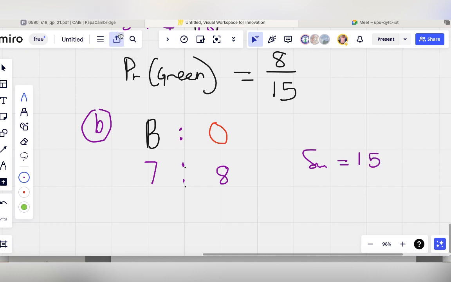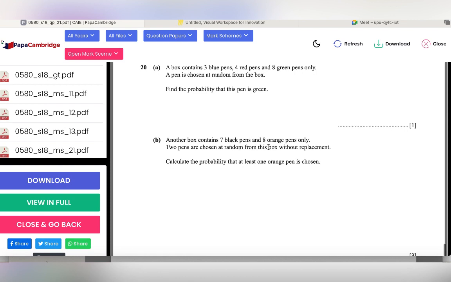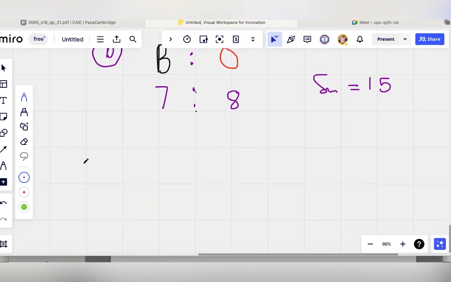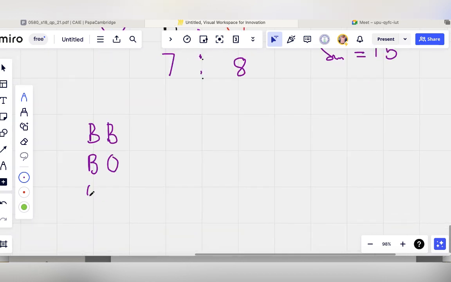Okay, now let's see what the question is going to ask us. It says, another box contains 7 black pens and 8 orange only. 2 pens are chosen at random from this box without replacement. Calculate the probability that at least one orange is chosen. Okay, the possibilities that we will have: you have black first and the second one orange, or the first one is orange and the second one is black, or when you choose, both of them are orange. These are the possibilities you have in this scenario.